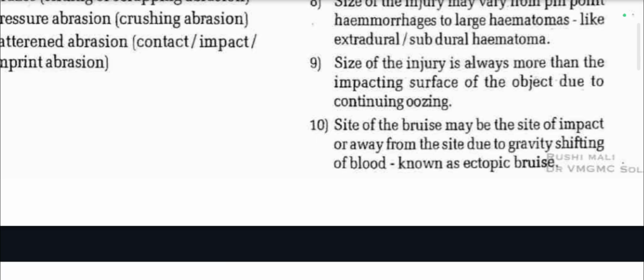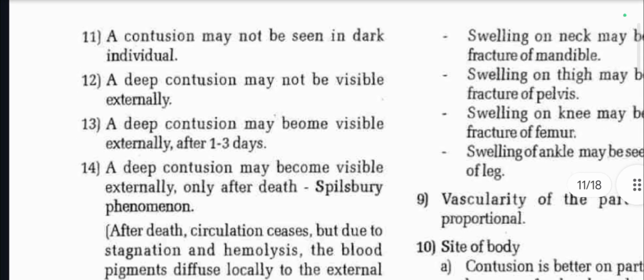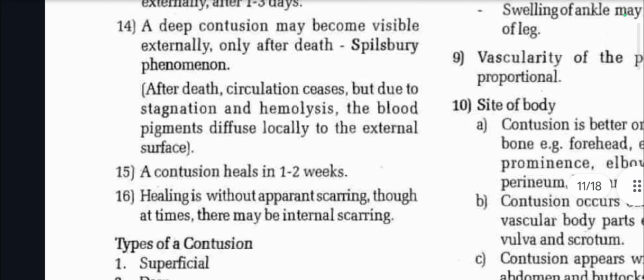So we are going to study the types of bruises. A contusion may not be seen in a dark individual. A deep contusion may not be visible externally. A deep contusion may become visible externally after 1 to 3 days. A deep contusion may become visible externally only after death, and that phenomenon is called Spilsbury phenomenon. After death, circulation ceases, but due to stagnation and hemolysis, the blood pigments diffuse locally to the external surface, and that is why we are able to see it. So that is nothing but Spilsbury phenomenon.